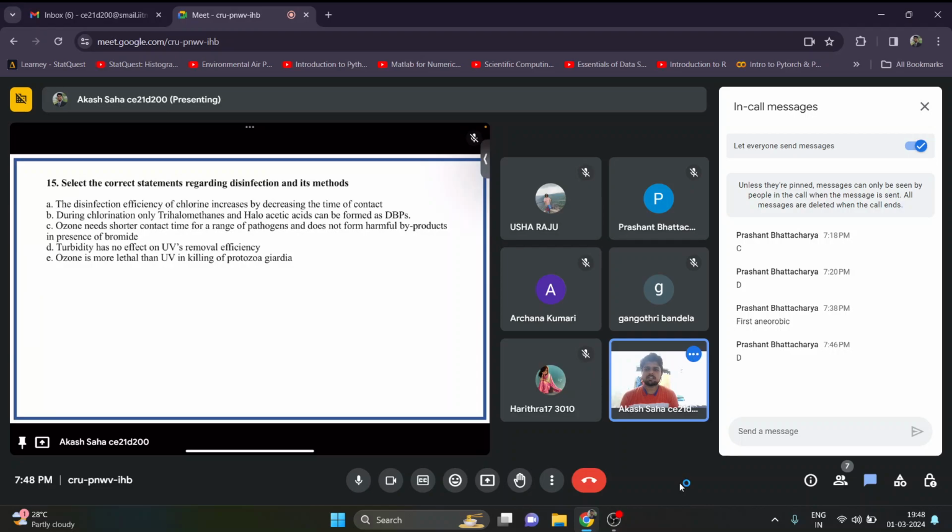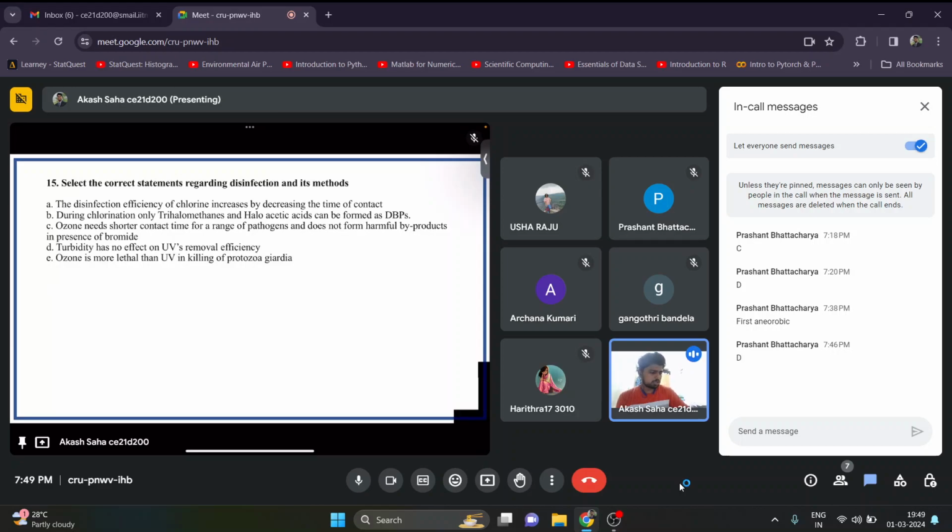If we see the first statement, it is definitely not correct because the more the contact time, the more efficient will be the disinfection. So option A is incorrect. Then during chlorination, not only trihalomethanes, but various kinds of disinfection byproducts can be formed. So option B is also not correct. Then option C, it will produce some harmful byproducts in the presence of bromide, so the statement that it does not form them is incorrect. And then option D, we have seen before that turbidity will have some effect. So only option E is the correct answer, that ozone is more lethal than UV in killing the protozoa Giardia. It is very specific, we have to memorize it. So option E is the only correct one here. The rest of the options are incorrect.